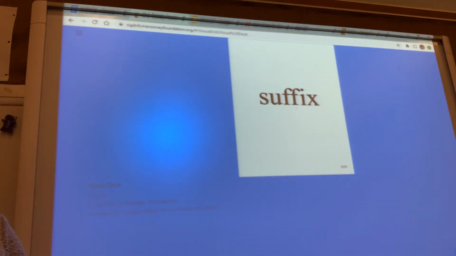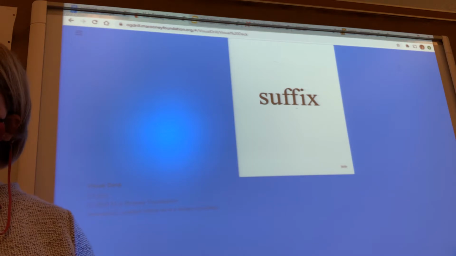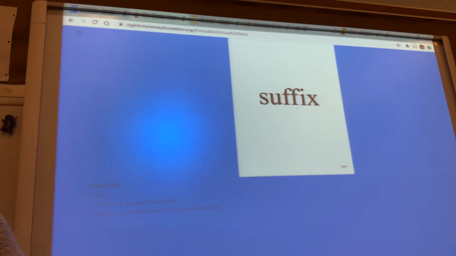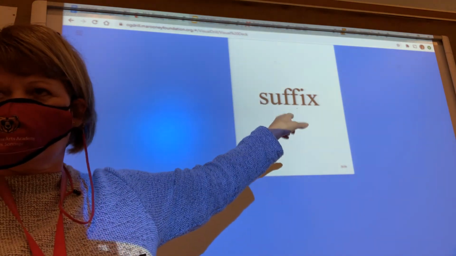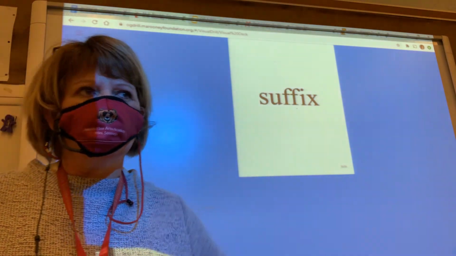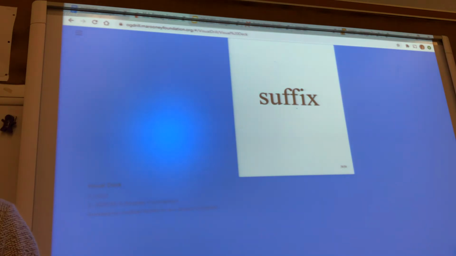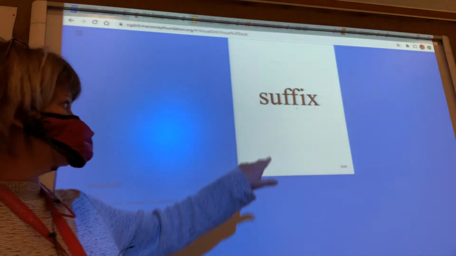Does anybody know what it's called when you add something to the front of a word to change it? You call it a suffix when it's added to the end of the word. Does anybody know what it's called at the beginning of the word? We'll be talking about those next week, and those are called prefixes. Pre means before, so it'll be at the beginning of the word.